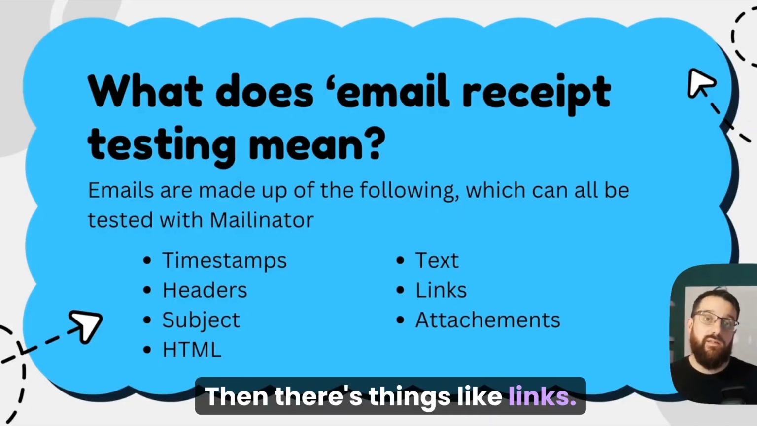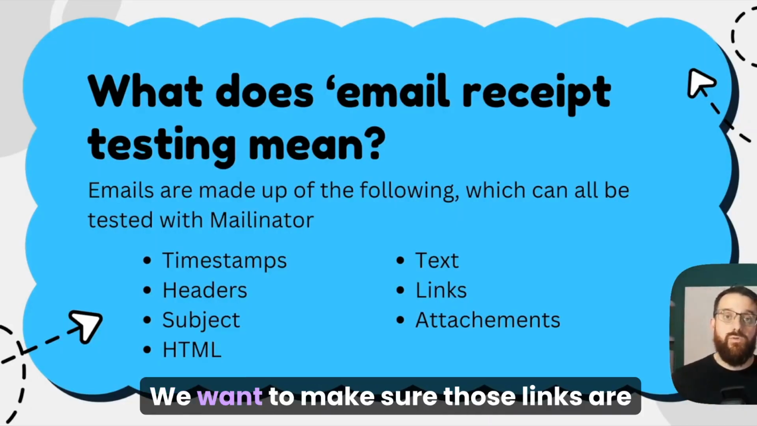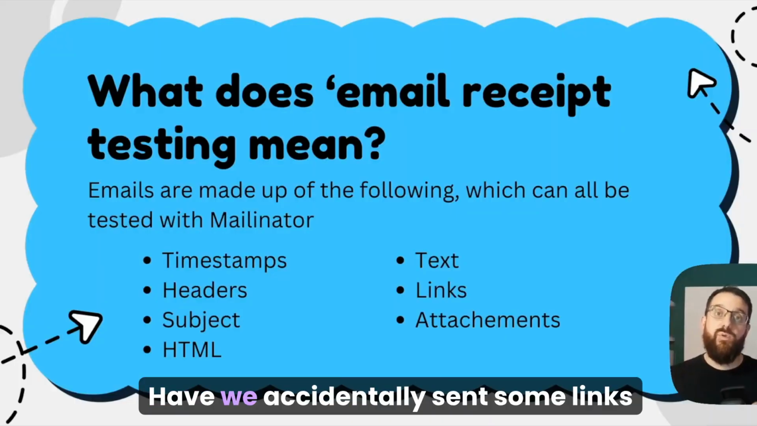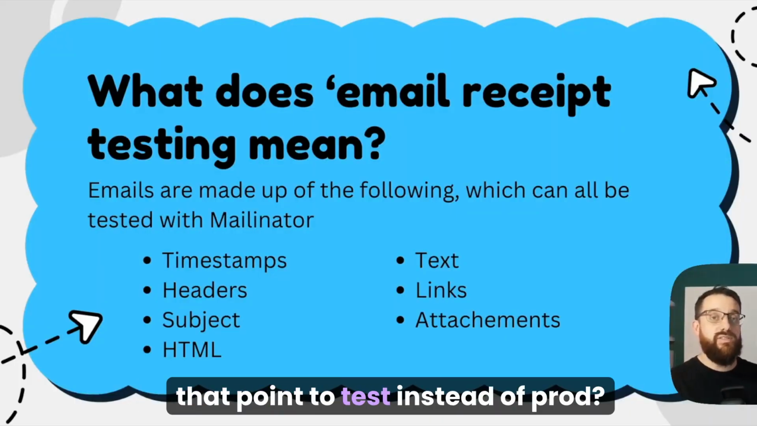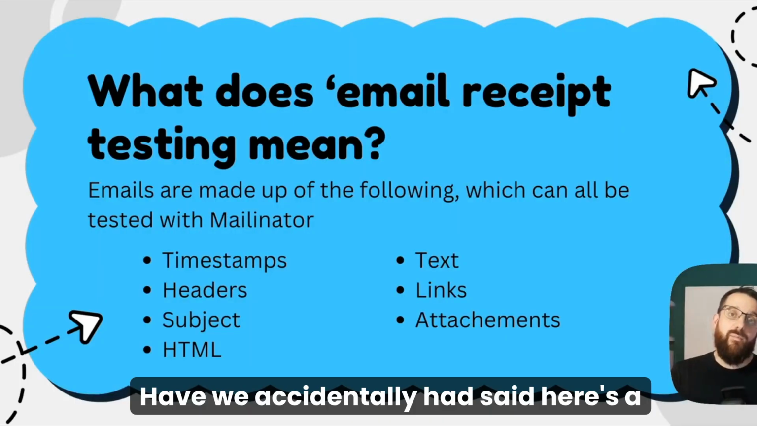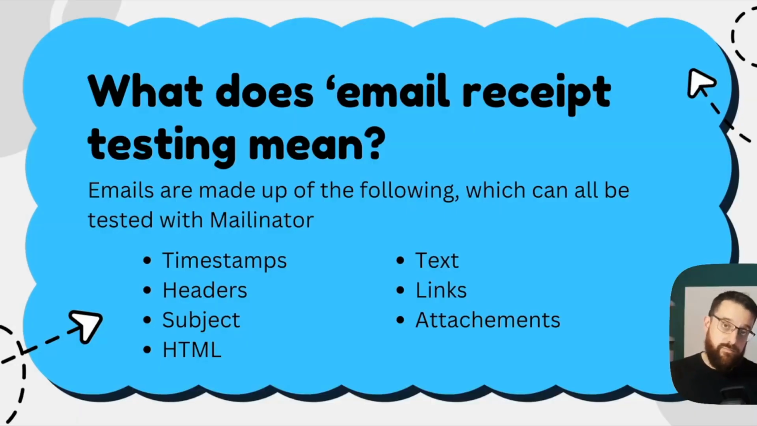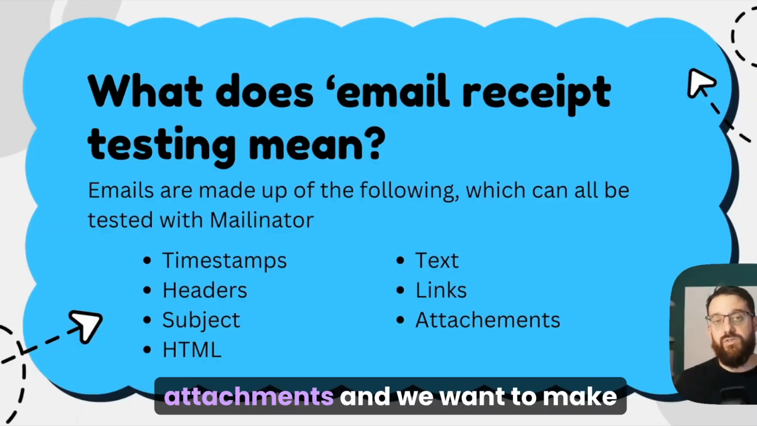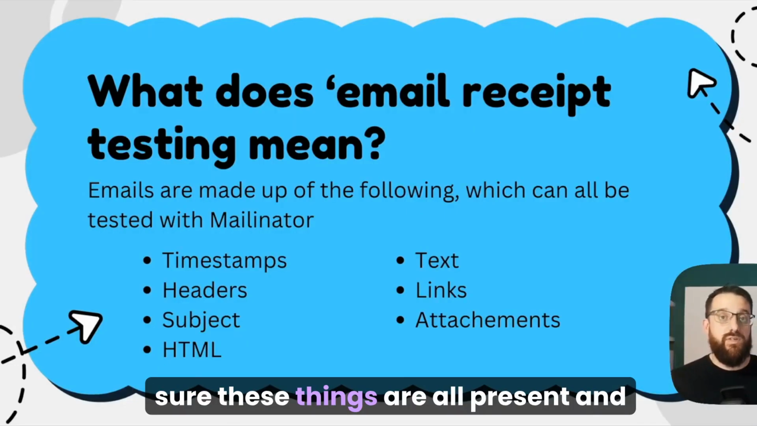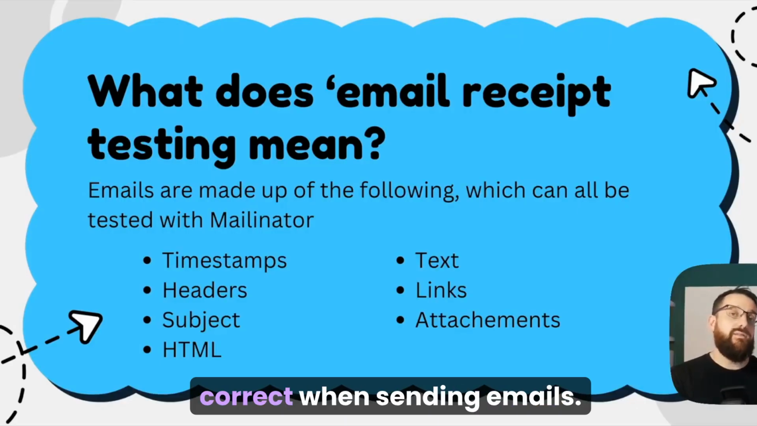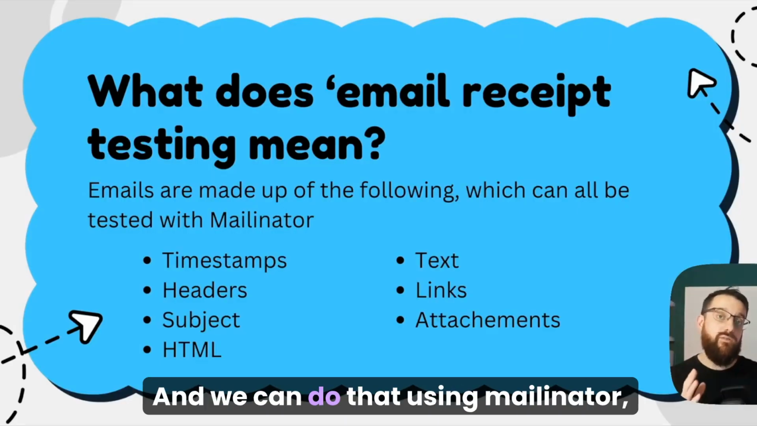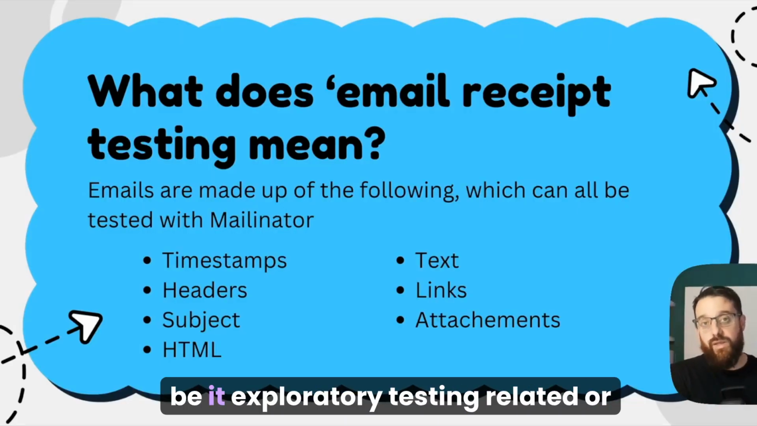Then there's things like links. Emails can have links. We want to make sure those links are correct. Have we accidentally sent some links that point to test instead of prod? Have we accidentally said here's a link and there actually isn't a link? And then also emails can have attachments. And we want to make sure these things are all present and correct when sending emails. And we can do that using Mailinator, be it exploratory testing related or automation.